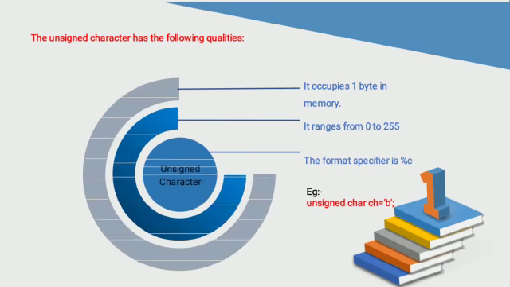The unsigned character has the following qualities. It occupies 1 byte in memory. By adding the range of signed character, we will get this range. The format specifier is %c. Example, unsigned char c is equal to b.